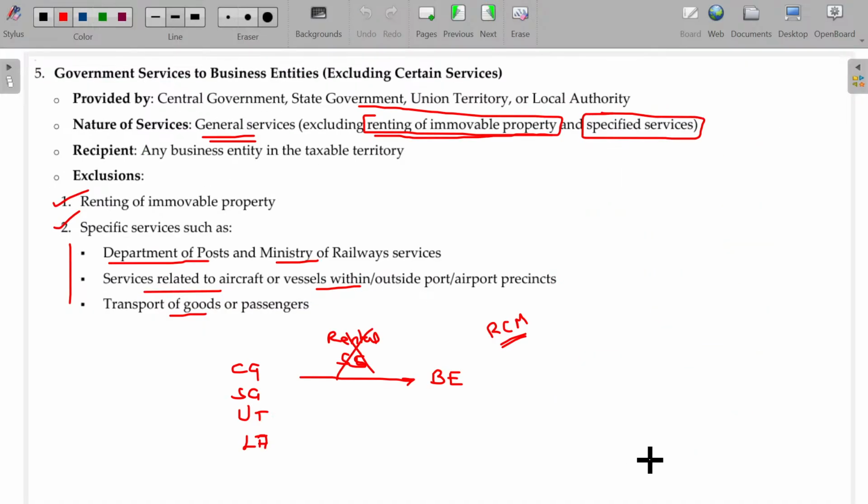So government rendering, the first case we have seen, whatever services are given by the government to a business entity. Whenever I say the term government, it always includes central government, state government, local authority and union territory government. Sometimes I will say central government, it represents only the central government, and sometimes I will include government agencies as well as government entities. You have to be careful with those things. In the first scenario, we never bother about renting of immovable property or some specified services like post, Ministry of Railway services and port related services, transport of goods and passengers. In this case, if the recipient is a business entity only, then RCM is applicable.